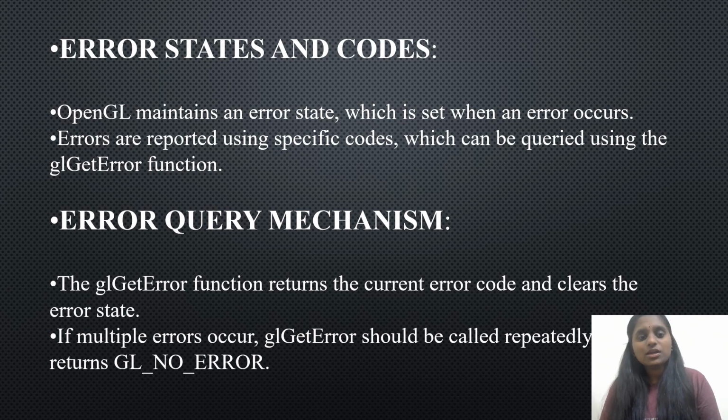Error states and codes. Whenever an error occurs, OpenGL maintains an error state, which is set when an error has occurred. Errors are reported using specific codes, which can be queried using the glGetError function. And next topic is the error query mechanism. The glGetError function returns the current error code and clears the error state. If multiple errors occur, glGetError should be called repeatedly until it returns GL_NO_ERROR.